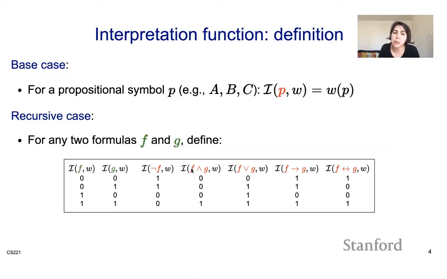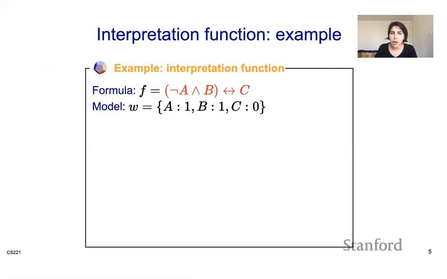Or if I'm thinking about the interpretation of F and G in the model W, what would that be? That would be the interpretation function of F and W and the interpretation of G and W, so basically combining these two columns, and that gives us these values. And so on. Similarly, we can define the interpretation function over F or G, F implying G, or the bidirectional implication of F and G, and so on. Then we can assign meanings to these more generic formulas.